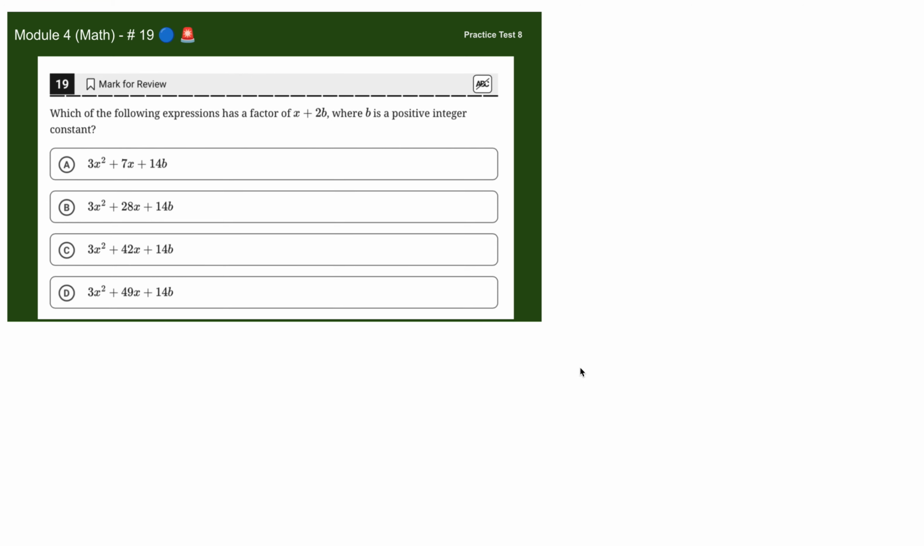Okay, so this problem here is saying which of the following expressions has a factor of x plus 2b, where b is a positive integer. Okay, so one of the factors must be x plus 2b. But notice they all have 3 as the a value. So this has to be 3x. And they also all have 14.